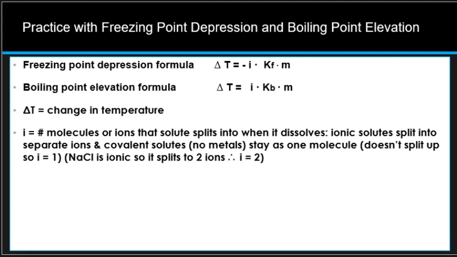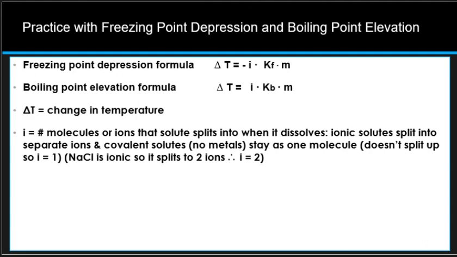The i is interesting. That little i that's in there, listen really closely right now. Stop writing and listen very closely. i is the number of molecules or ions that the solute will split into when it dissolves. Ionic solutes split into separate ions. Covalent solutes stay as one molecule. They do not split up. Think about that sugar we looked at. It'll stay as one big molecule, and in that case, i will equal 1. But sodium chloride, it's sodium and chloride, so i would equal 2.